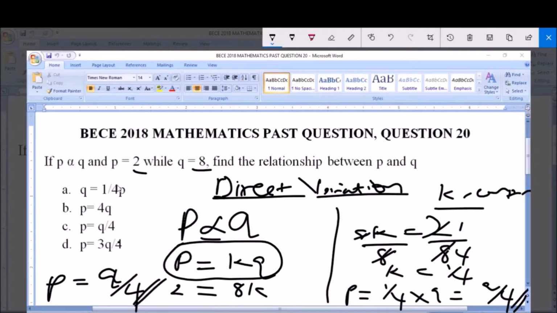Now option A says Q is equal to 1 over 4P, which is wrong. B says P is equal to 4Q, which is wrong, and C says P is equal to Q over 4, which is correct. D here is wrong. So therefore our correct answer is C.